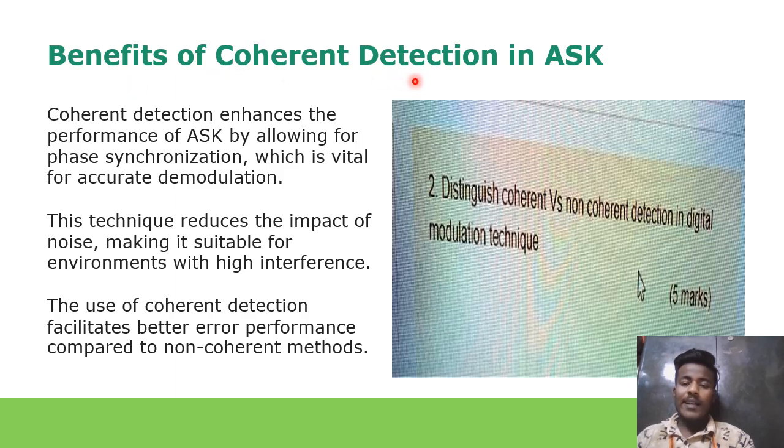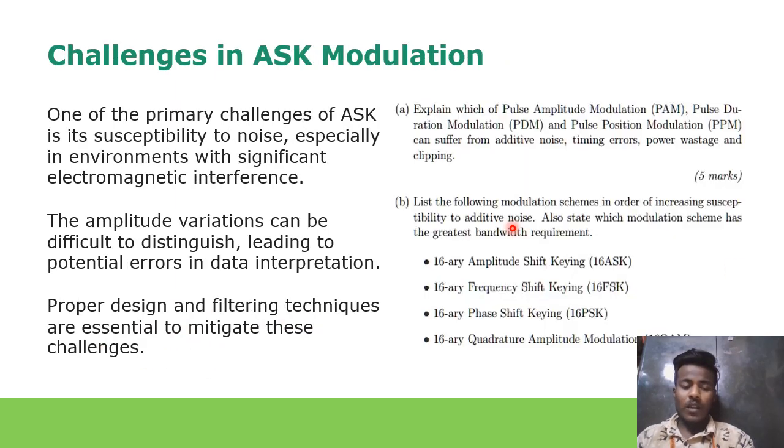Benefits of coherent detection in ASK. Coherent detection enhances the performance of ASK by allowing for phase synchronization, which is vital for accurate demodulation. This technique reduces the impact of noise, making it suitable for environments with high interference. The use of coherent detection facilitates better error performance compared to non-coherent methods.